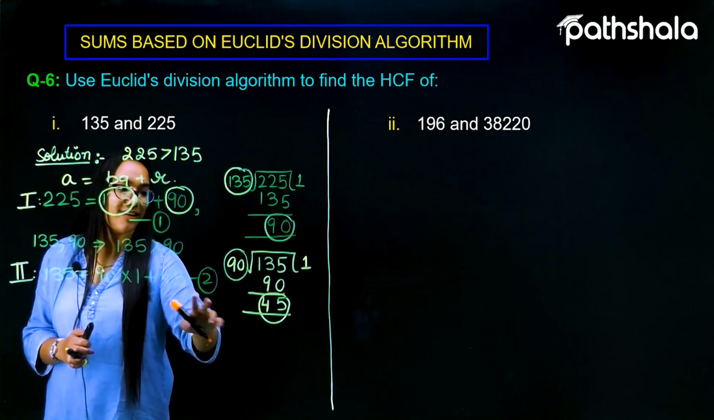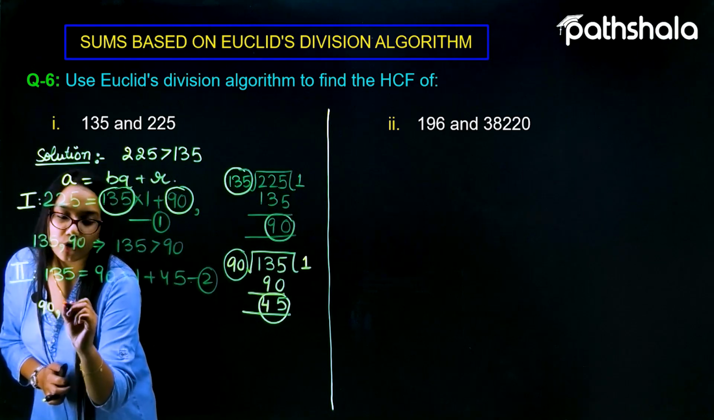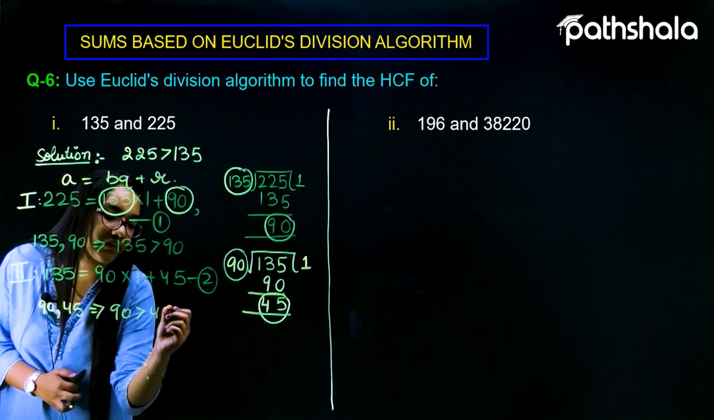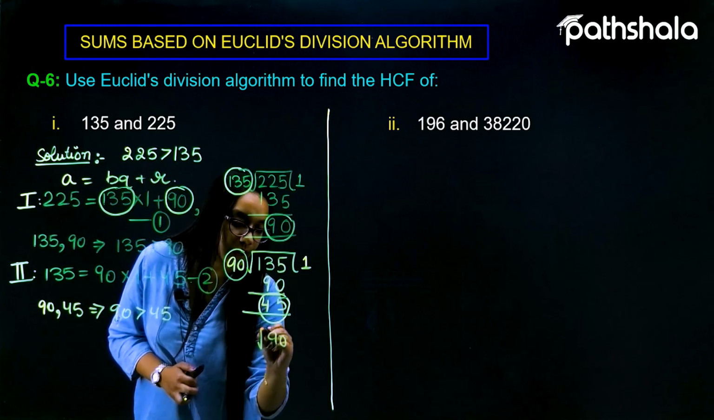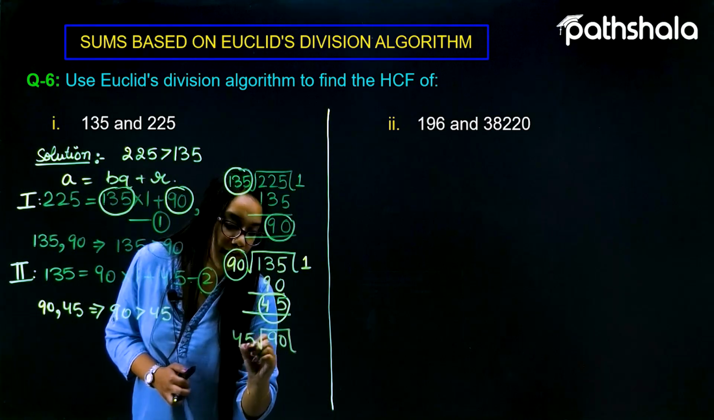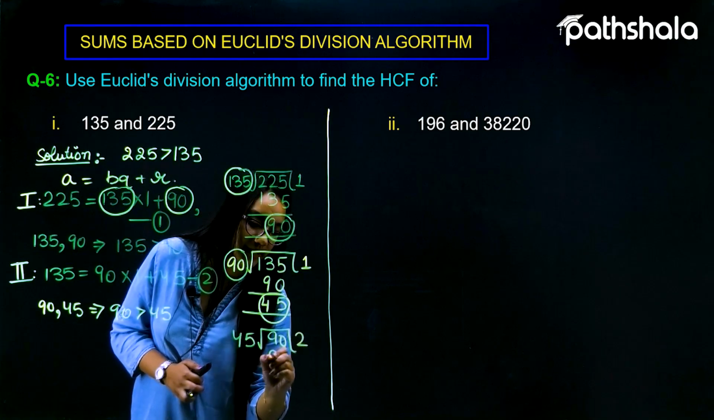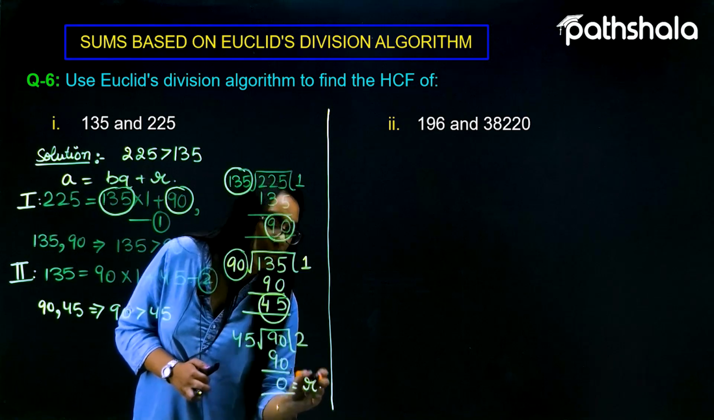We have to take the numbers 90 and 45. So 90 and 45, in between both of these numbers, obviously 90 is greater than 45. Divide the two numbers. When we divide 90 and 45, we do know that 45 into 2 is nothing but 90. So the remainder is now 0. Now we are done with it.